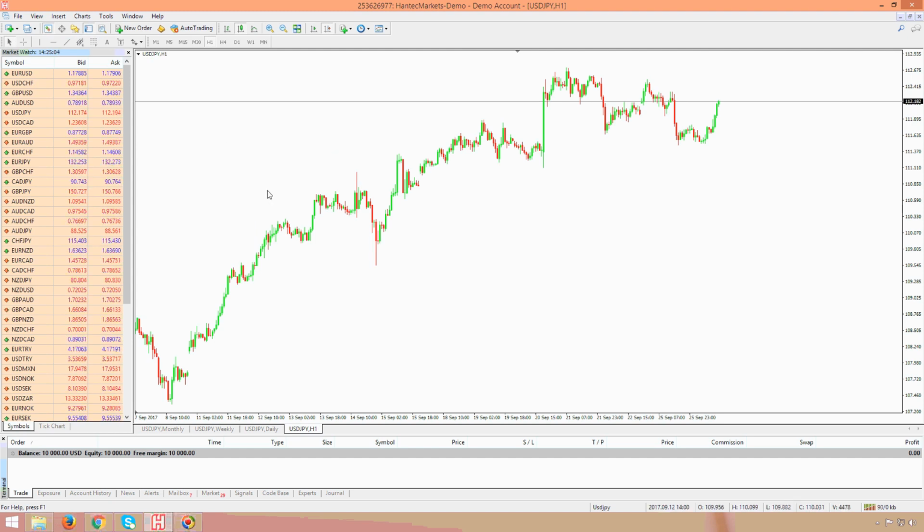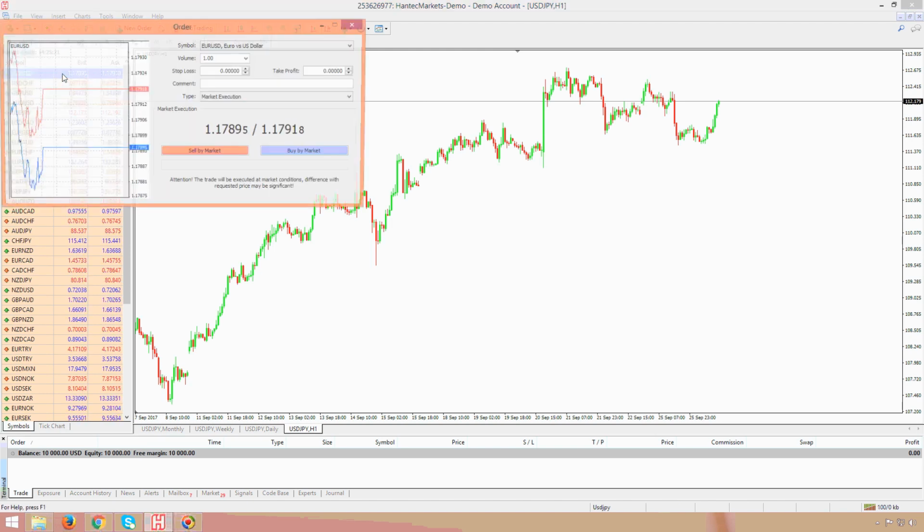The first type of order, and actually the most popular one by the retail traders, is entering at market. What does it mean? This is the FX market. If you want to see the FX market, you open the Market Watch. Currency pairs are the bread and butter of the FX market. So Euro US dollar is 1.1789.